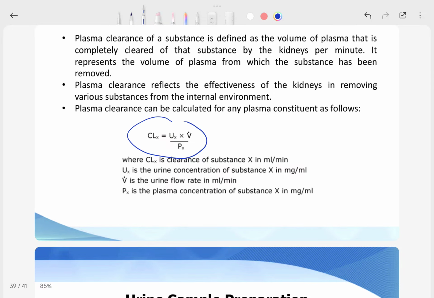So this one is the formula, but you don't need to know too much. The use of the clearance is for a substance that is freely filtered, not reabsorbed, and not secreted. So the gold standard is usually the inulin clearance. Sorry, not important. Wait. Yeah, this one is usually for the urine and blood test. So the U is the urine concentration, the V is the flow rate, and the P is the plasma concentration.